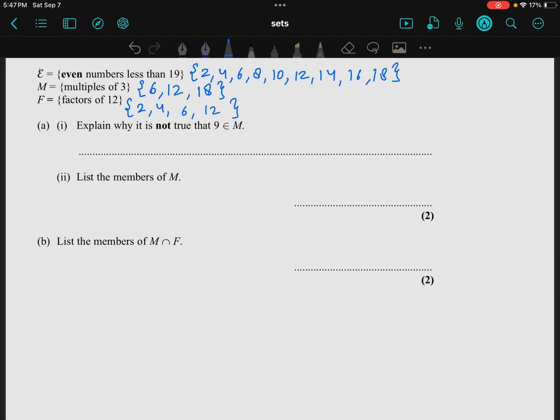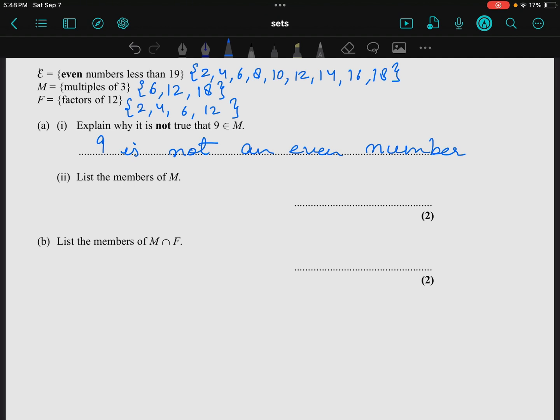So explain why it is not true that 9 belongs to M. Why does 9 not belong? Because 9 is not an even number. That is why we are not taking it, because the universal set is given here in this question as the set of even numbers. So the rest of the sets will comply with this universal set in this question.